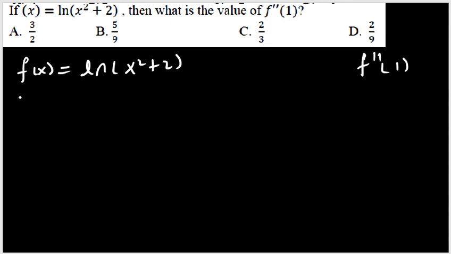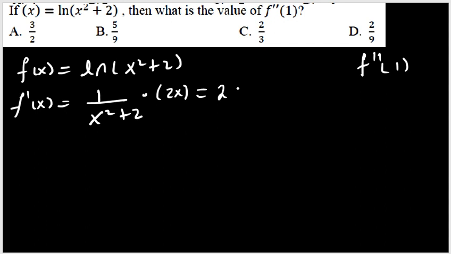The next one, we have a function f of x which is ln of (x squared plus 2), and then we need to find the second derivative of f at 1. The first derivative will be, since it is ln, 1 over the function, x squared plus 2, times the inner derivative, that is 2x, which is 2x over x squared plus 2. This is the first derivative.